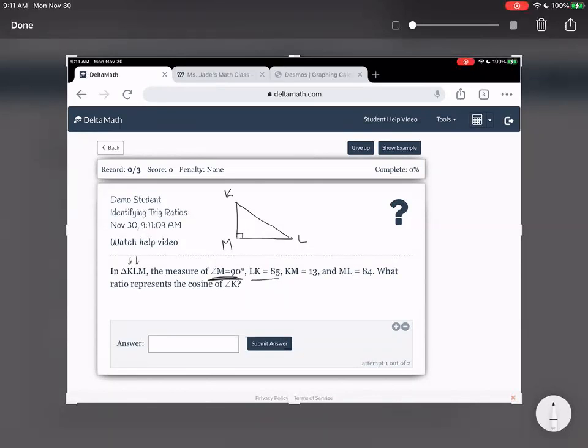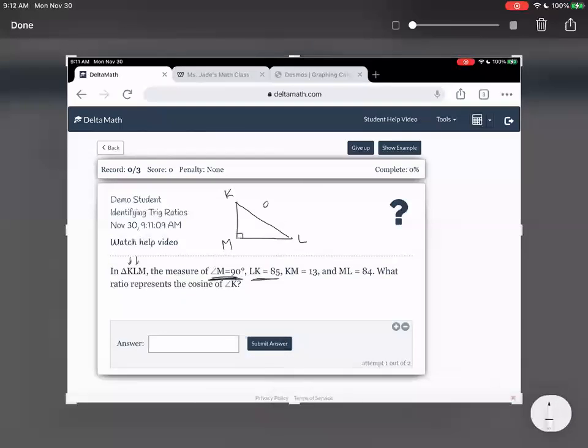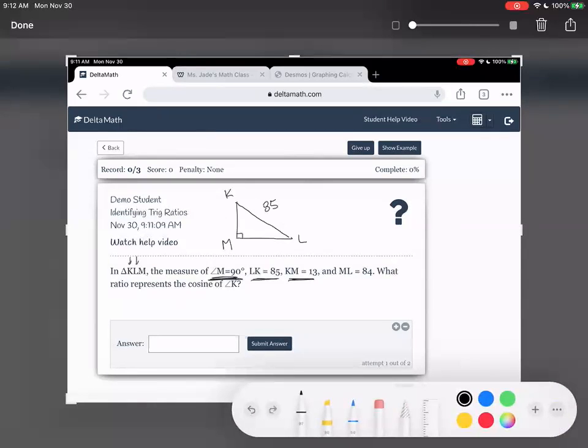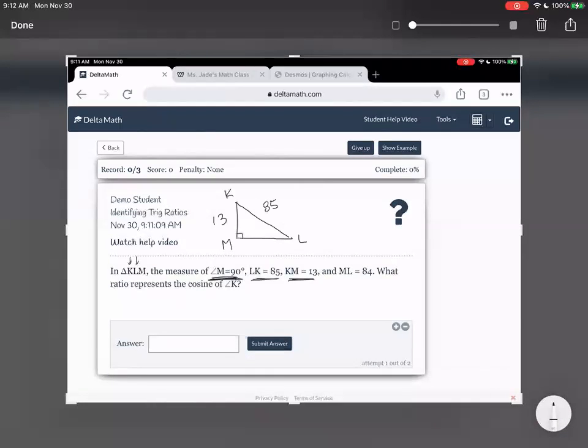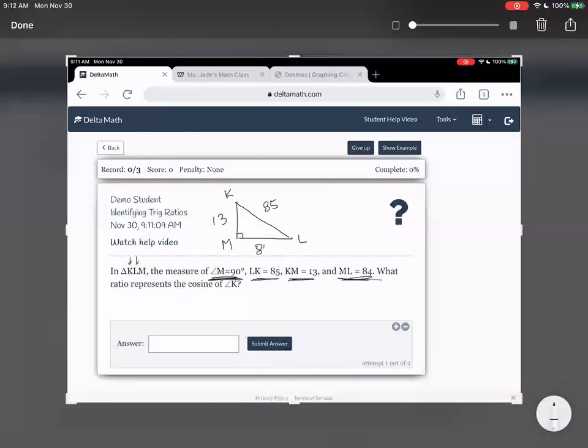the lengths. So now that I've labeled all 3 letters, I know that LK, which is this side because that's the side between L and K, that's 85. And then KM, so that's this side because it's between K and M, that's 13. And ML is 84. So between M and L, that's this side, this is 84. That is a really ugly 84, good enough. So now we have a triangle with all the sides labeled.